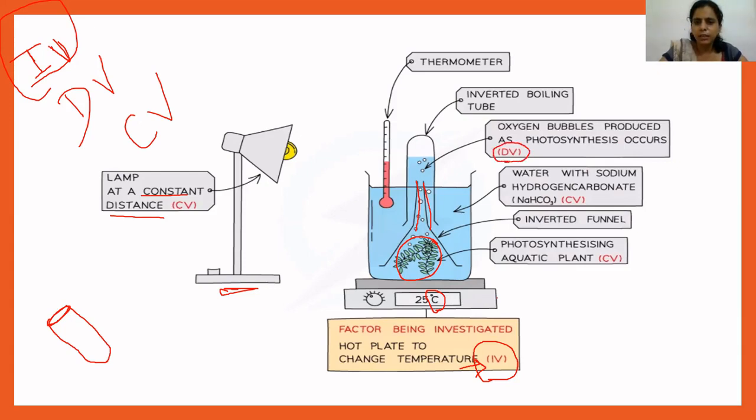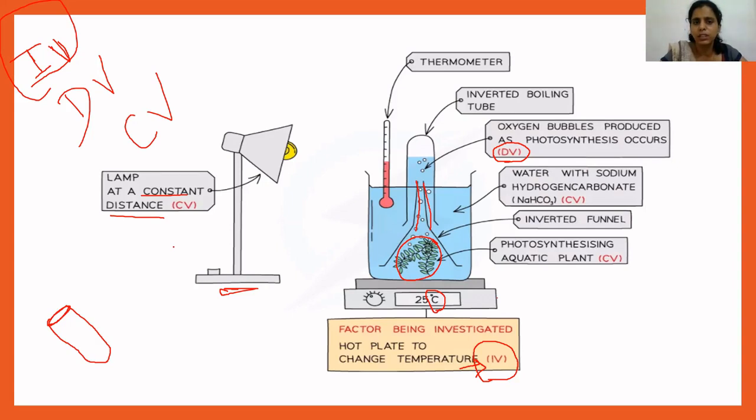Okay, so the independent variable is temperature and the dependent variable is the rate of photosynthesis. Other factors which are supposed to be kept constant or controlled throughout this experiment are the distance of the light source and the intensity of light. This is very important. Intensity of light, distance of the light source, then the type of light given to the plant.